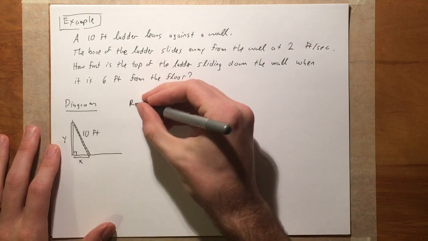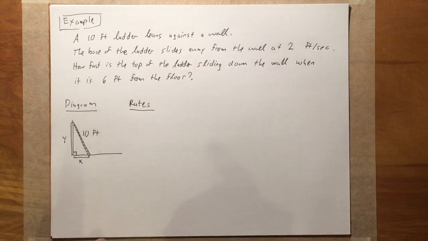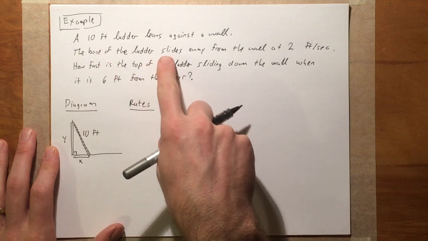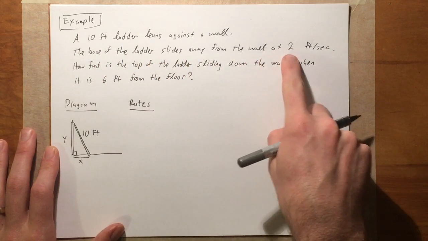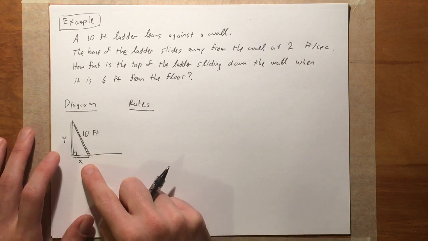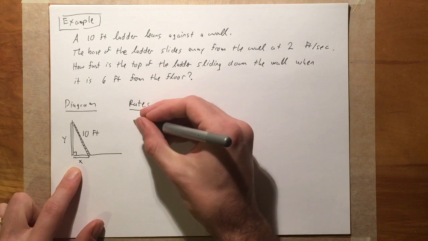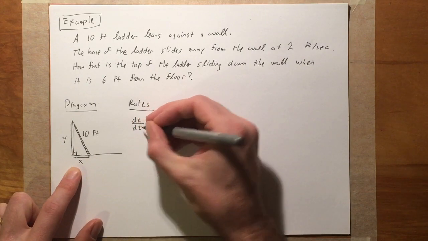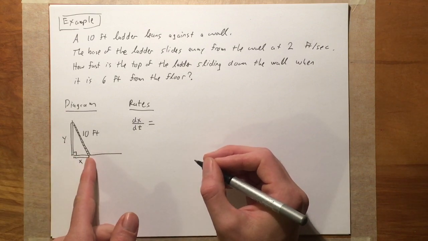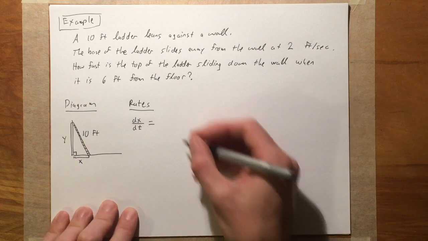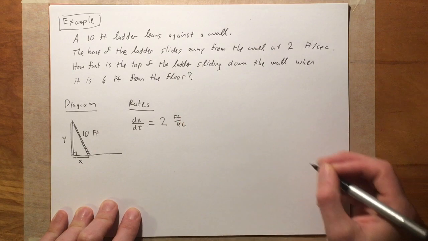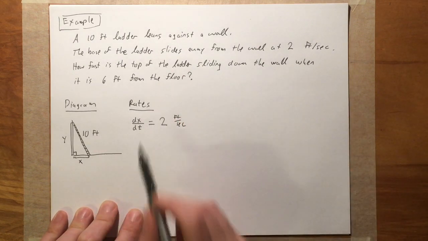So now we're going to identify rates, both known and unknown rates. So the rate that's given to me is the rate at which the base of the ladder is sliding away from the wall, 2 feet per second. So using the variables that I decided to use, that is the rate of change in x. So I'm going to write dx over dt, the rate of change in x with respect to time. It's increasing because the base is sliding away, so x is getting bigger. So this is a positive rate of change of 2 feet per second. There we go. Now, that's the rate I know.